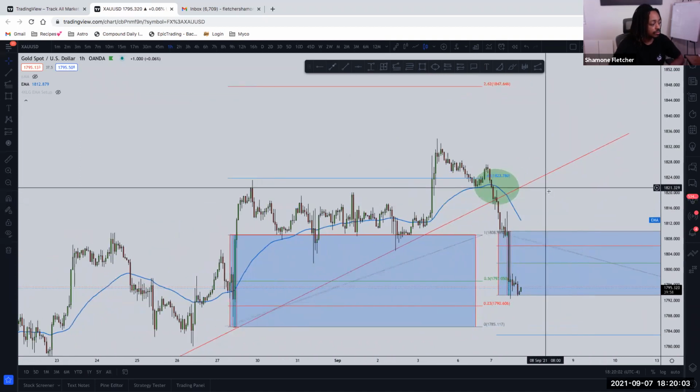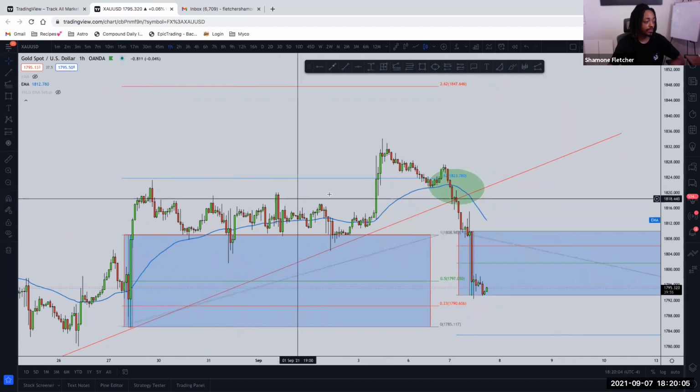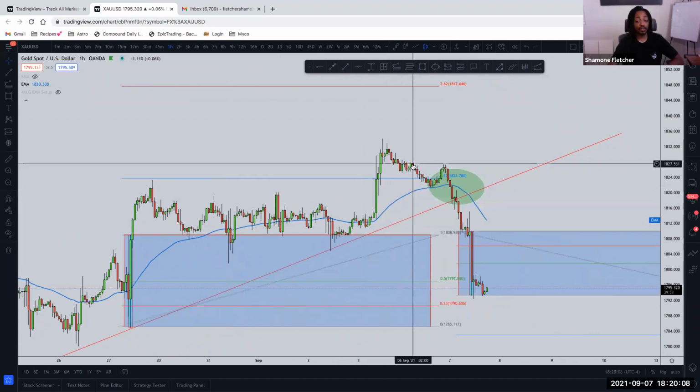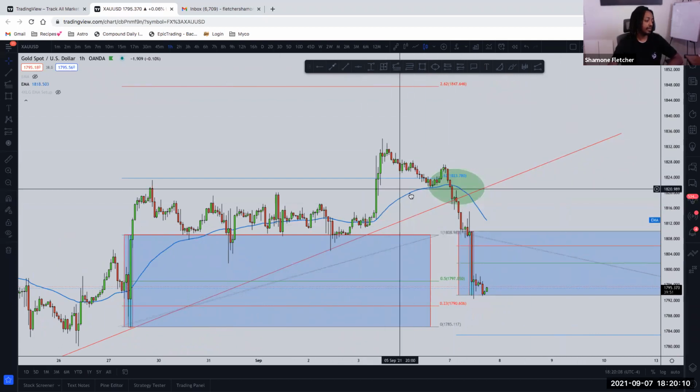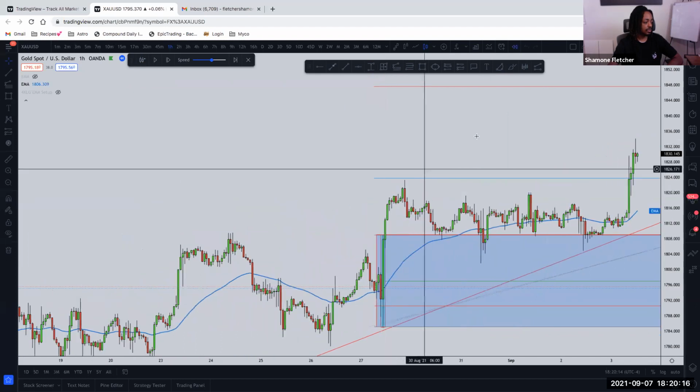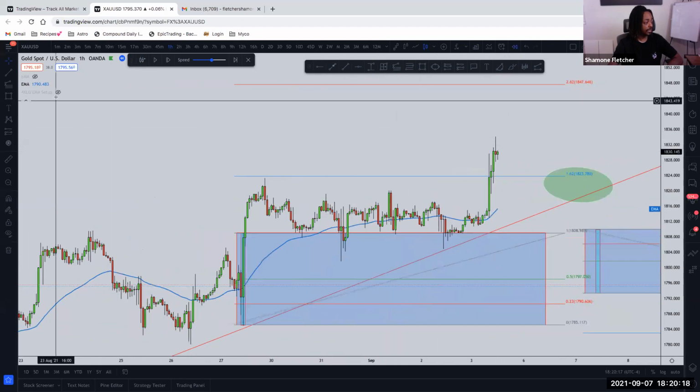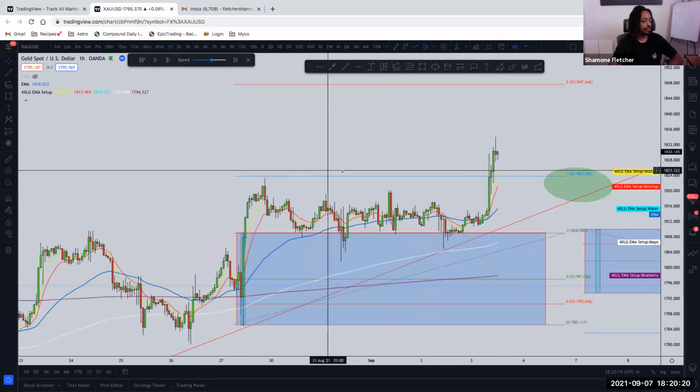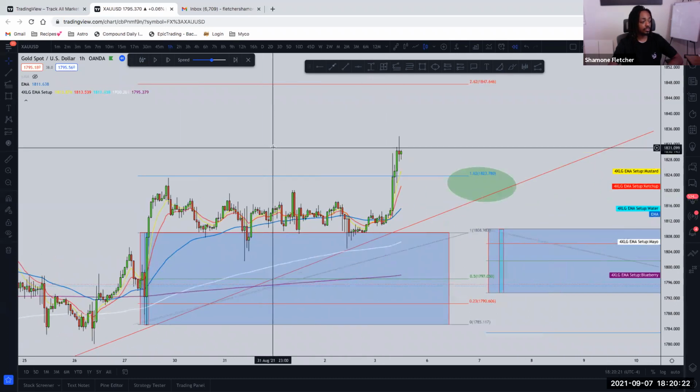Right. So just looking at the 50 alone, we would not have known, right? We would not have known. But by the time price gets here, on the 4XLG, it is already beginning to show us, right? I'll show you what I mean.